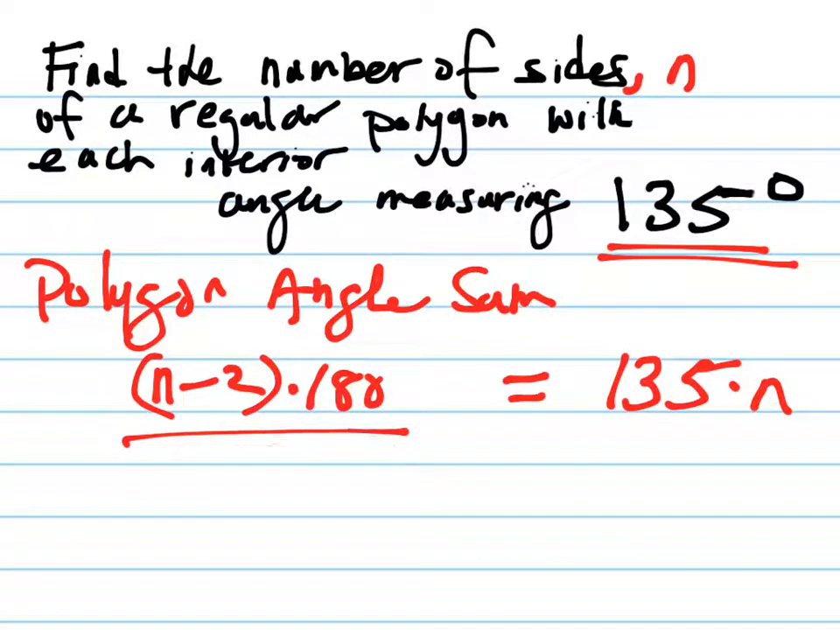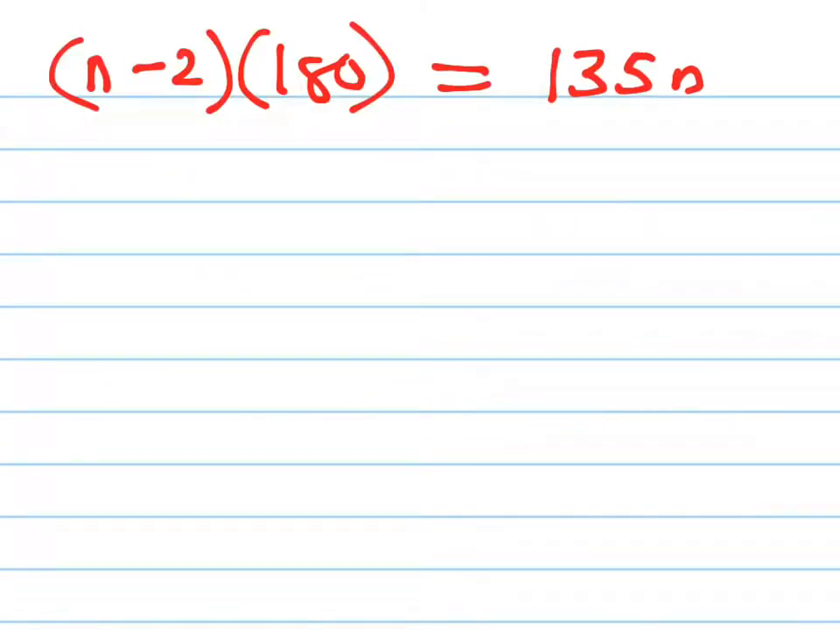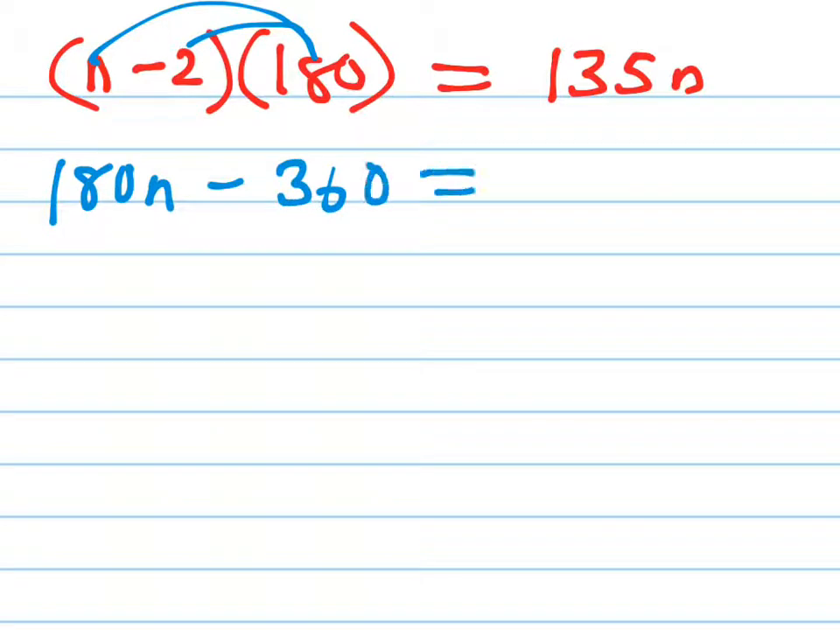So that means that these two quantities must be equal. So that means I have an equation which I can solve. So let's see if we can solve it. Might help to distribute here. So that'll give me 180n minus 360.